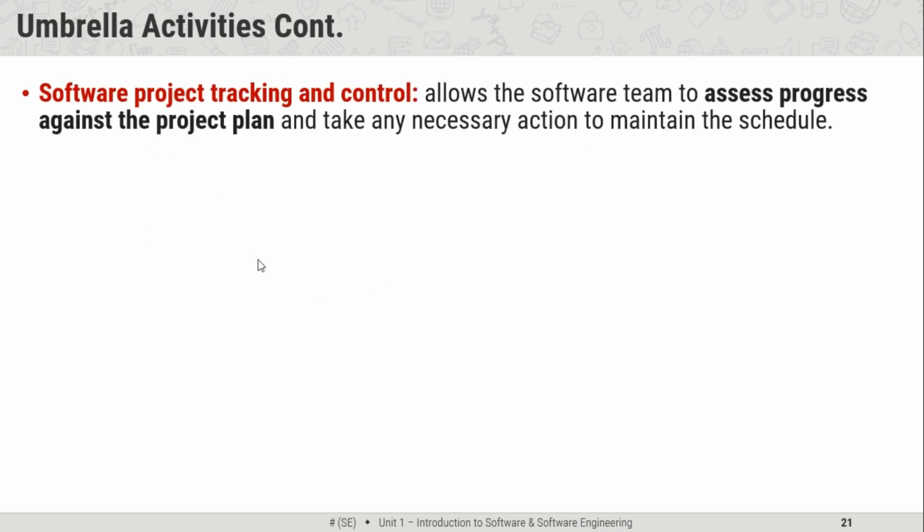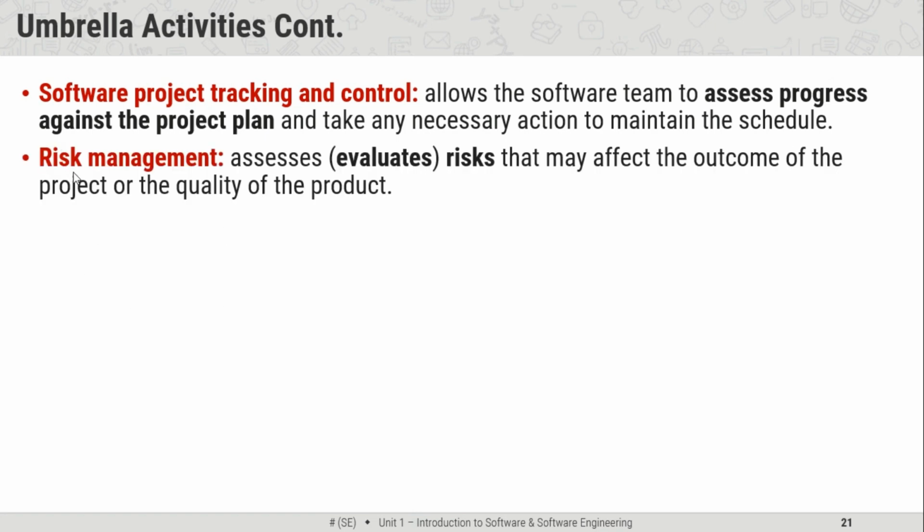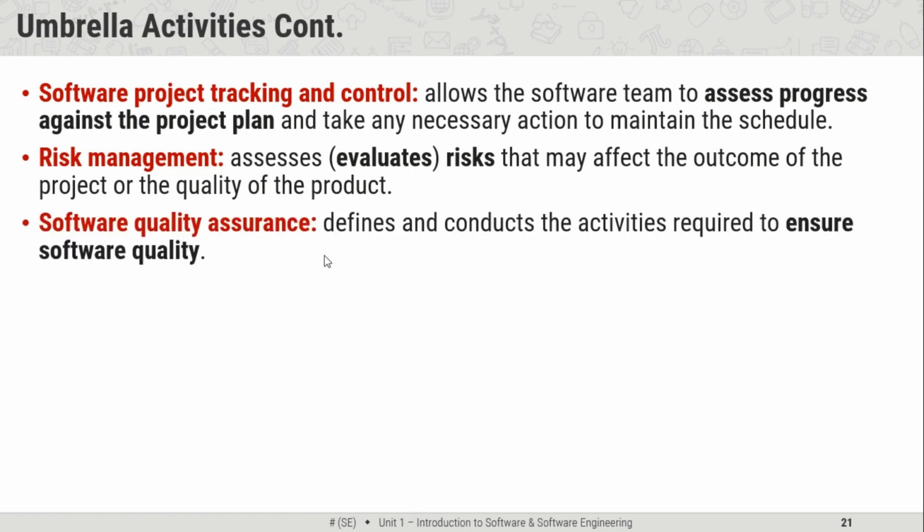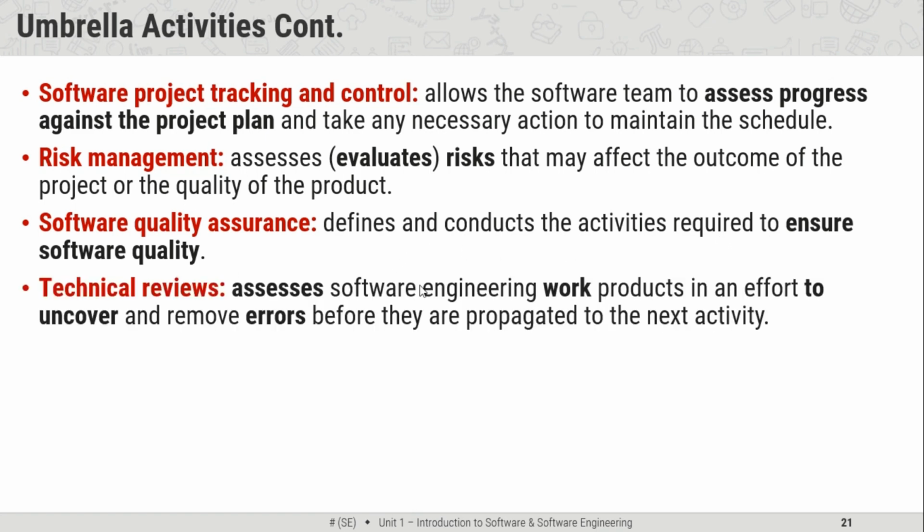There are 11 to 12 umbrella activities. Software project tracking and control allows the software team to assess progress against the project plan and take any necessary action to maintain the schedule. Next is risk management. It assesses or evaluates risk that may affect the outcome of the project or the quality of the product. Software quality assurance defines and conducts the activities required to ensure software quality.